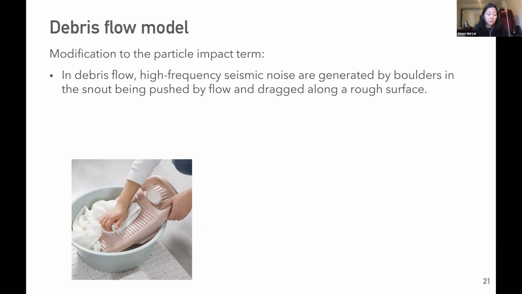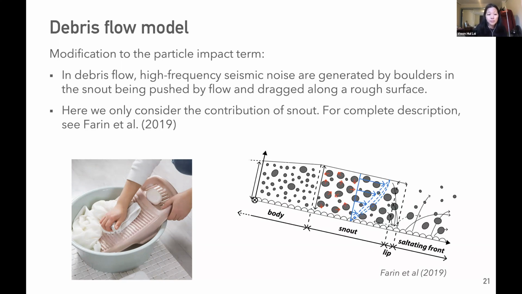So when multiple particles impact the rough surface randomly, its velocity departs from the average flow speed, but like a fluctuation. So it's no longer like a steady state shear, and the fluctuation is the one that gives out a high frequency signal. And here we only consider the contribution of the snout, which is shown in the diagram. And this snout is rich with the biggest boulders in the debris flow.